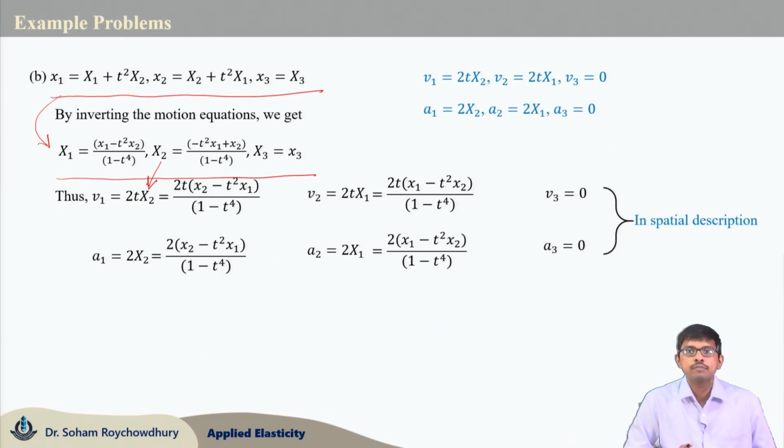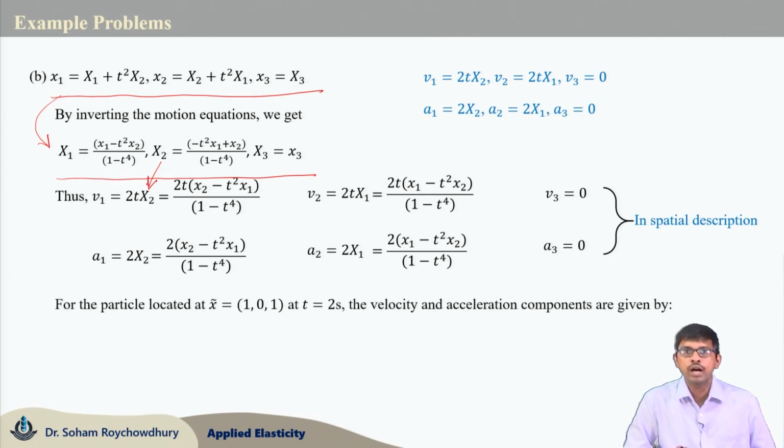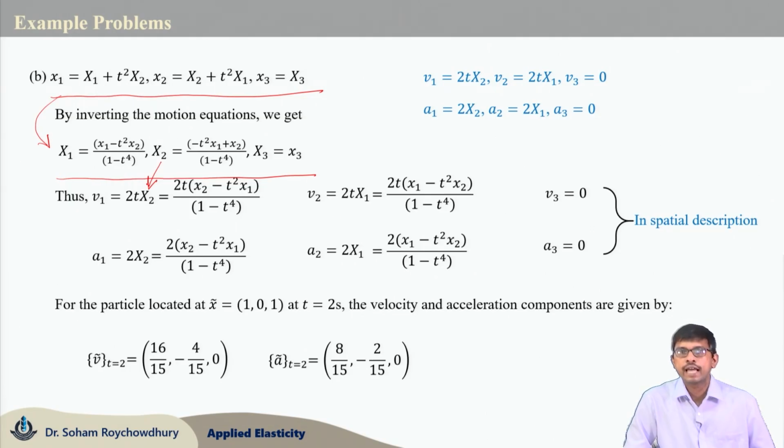Now for the given problem, in the spatial description, small x vector is given as 1, 0, 1. Small x1 is equals to 1, small x2 is 0, small x3 is 1 at time t equals to 2 seconds. So substituting all these values, the velocity of the spatial point at time 2 seconds can be obtained as 16 by 15, minus 4 by 15 and 0. The acceleration components can be obtained as 8 by 15, minus 2 by 15 and 0. So using this approach, you can solve for velocity and acceleration in both material as well as spatial description.